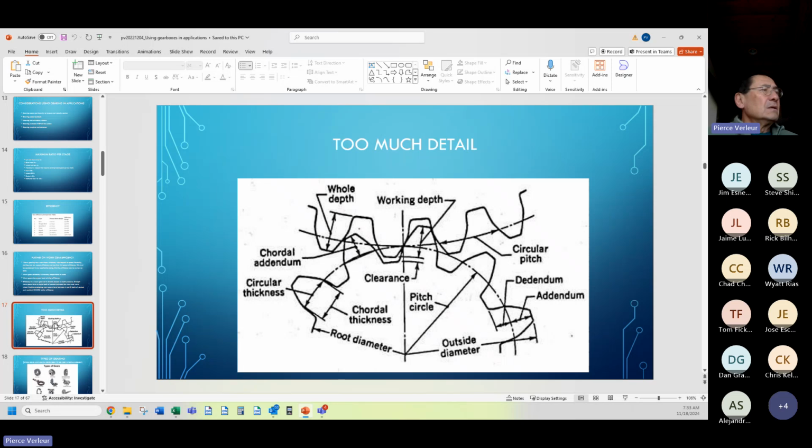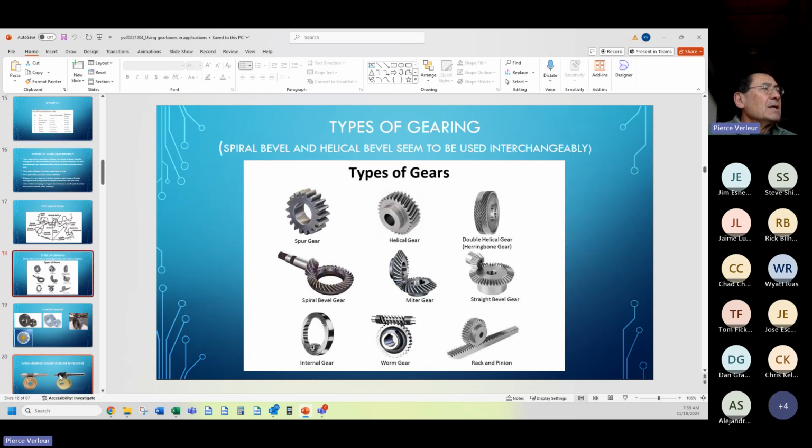Now, this is too much detail. It's all about how we design the tooth interfaces on this particular kind of gearing. This happens to be a spur gear that's pictured. This kind of chart exists for every type of gear geometry we talk about. These are the different types of gear geometries that we use in our world, actually, not all of them. I'll leave you to study these.